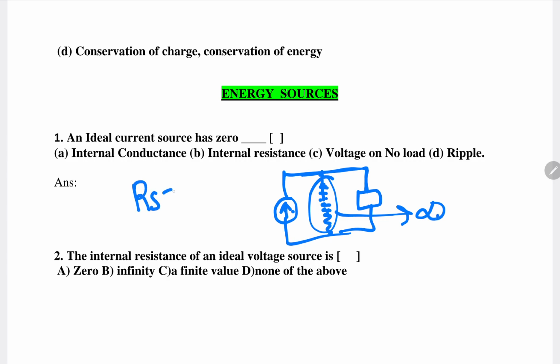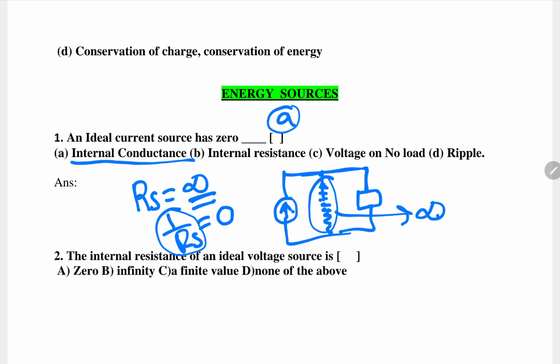So internal resistance is infinite means 1 by Rs has to be 0. Reciprocate both sides, 1 by Rs becomes 0. 1 by Rs is nothing but conductance. Internal conductance is 0.